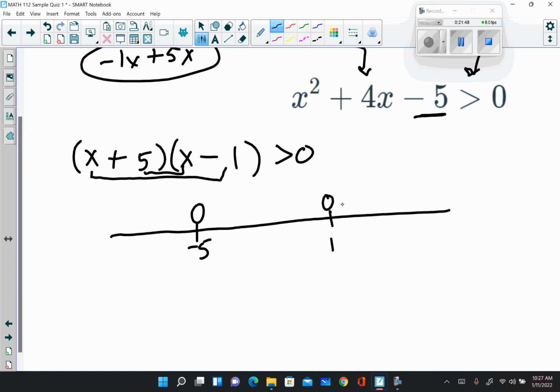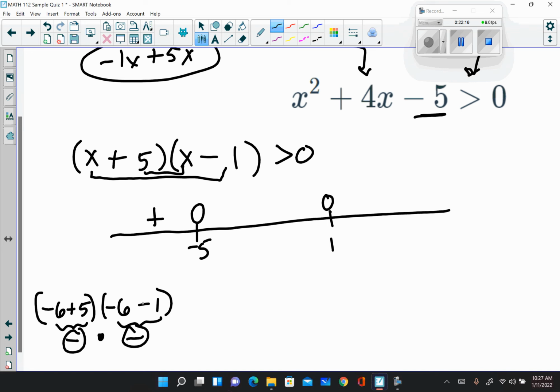And then we just test a number in each interval. If we test a number smaller than negative 5, like negative 6, negative 6 plus 5 times negative 6 minus 1, that's a negative number, and that's also a negative number. And when we multiply a negative times a negative, we get a positive, which is a good thing, because that means this times this will be greater than 0. A negative times a negative is greater than 0.